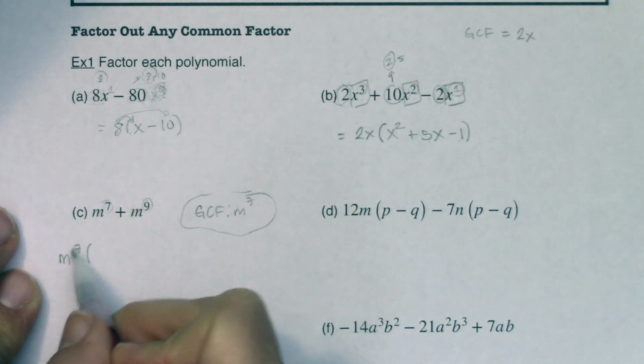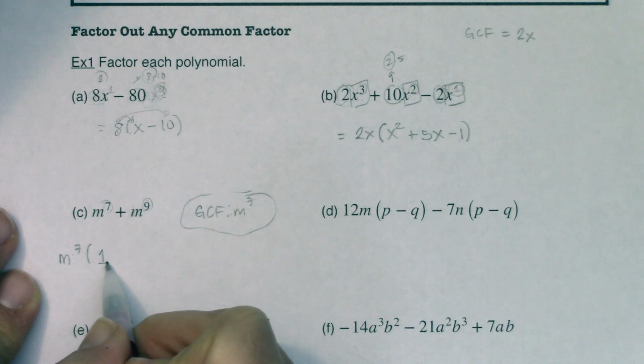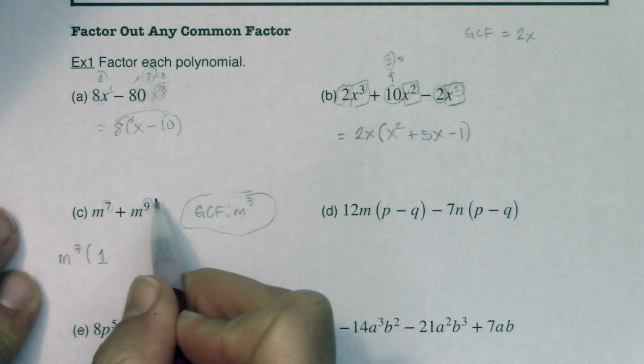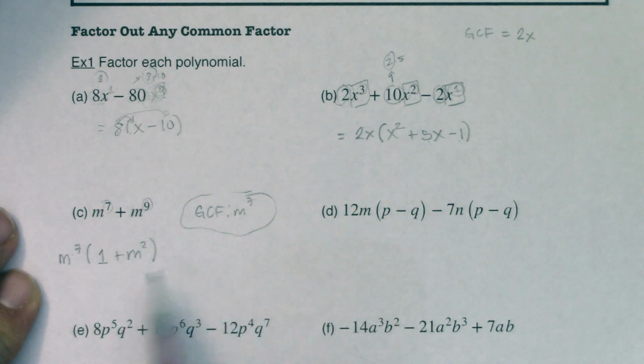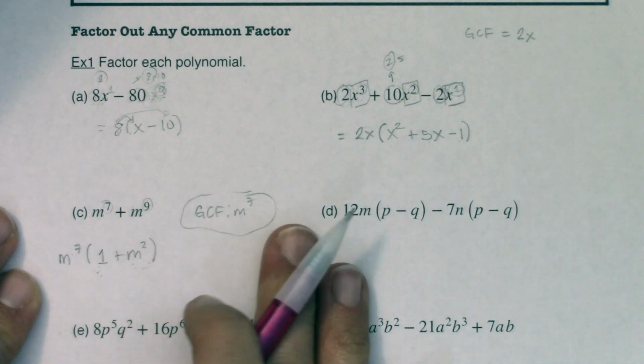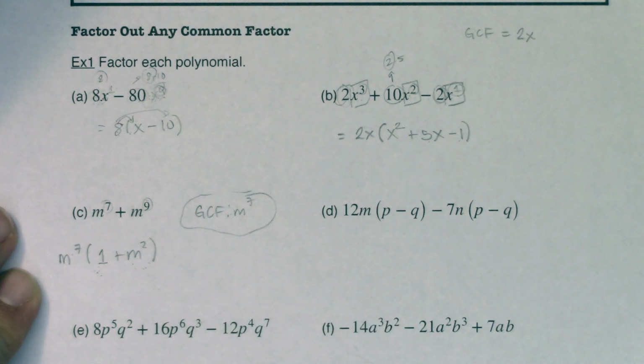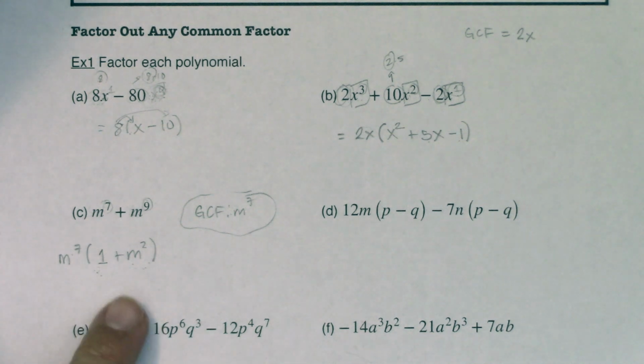When I take out an m to the 7th from m to the 7th, I'm left with 1. When I take out m to the 7th from m to the 9th, I have 2 powers of m left over. And we will talk a little bit later about how when you have a sum of squares, that is also prime. Maybe you remember a formula or hearing about something called the difference of squares. When you subtract 2 perfect squares, that can factor, but sum of squares is prime. And we're going to talk about that a little later too.